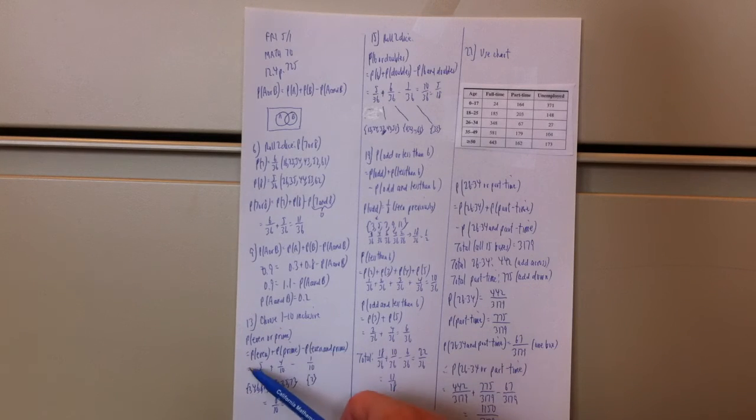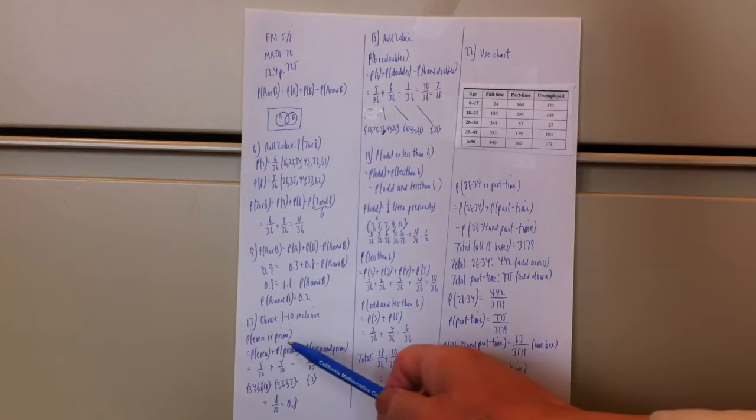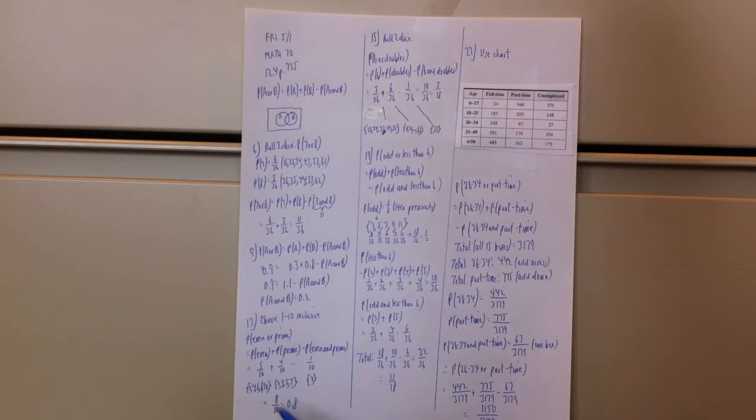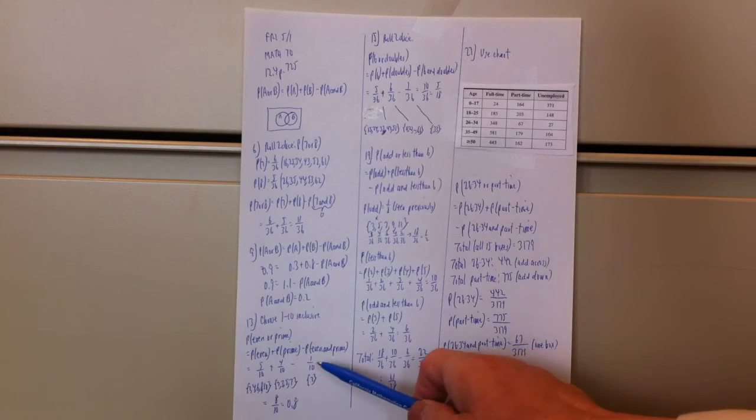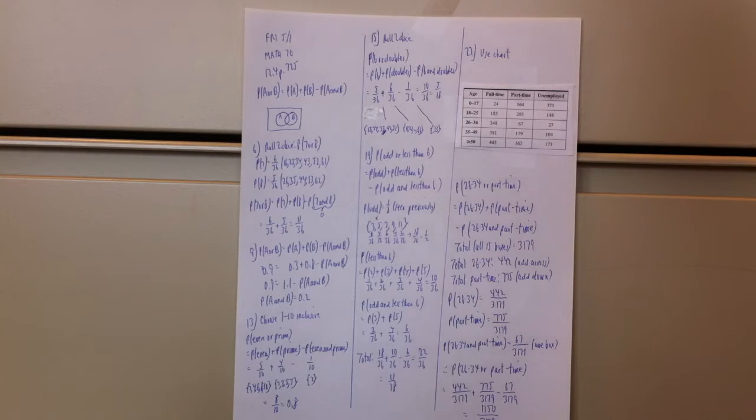So between 1 and 10, how many evens are there? There's 5. 2, 4, 6, 8, 10. So that's 5 out of 10. Probability of getting a prime is 4 out of 10. There are 4 primes, 2, 3, 5, and 7. And then I subtract the probability of having an even and a prime. So what number is even and prime? That's 2, so that's 1 out of 10. So 5 over 10 plus 4 over 10 minus 1 over 10 gives me 8 out of 10, which is 0.8.